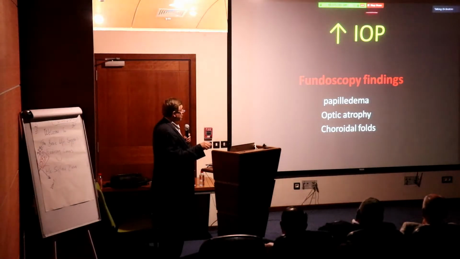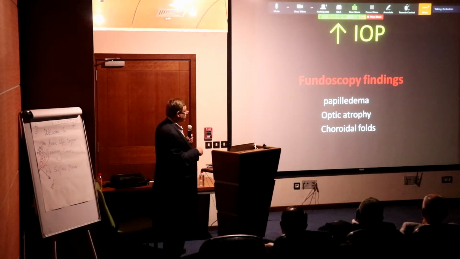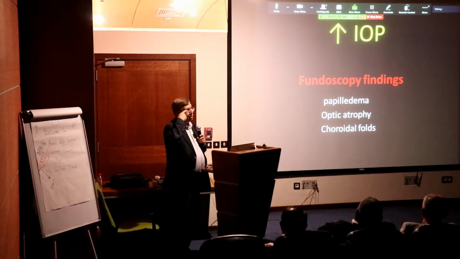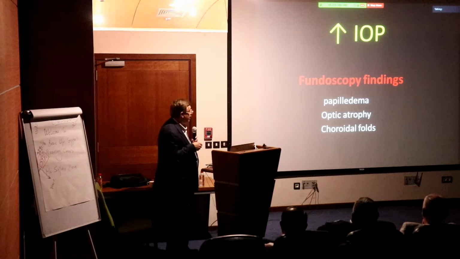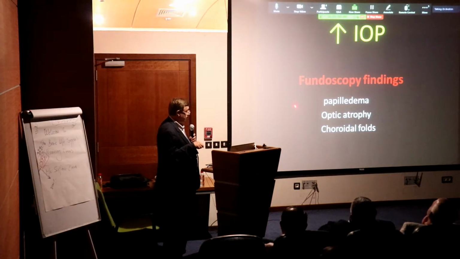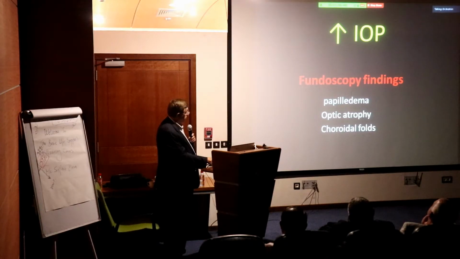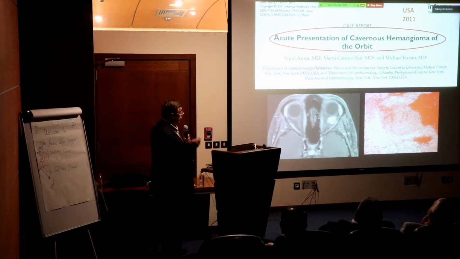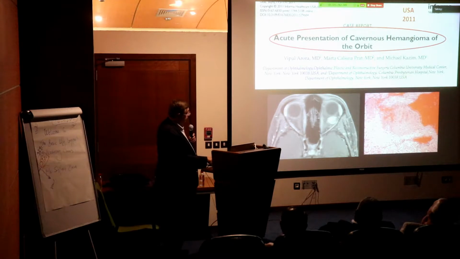You may find signs of increased intraocular pressure. And we have to stop using the palpation method. This is an old method: oh yes, the pressure is normal. You have to measure the intraocular pressure. You can look into the fundus and you can find papilledema or optic atrophy or choroidal folds. Sometimes they present acutely, although they don't usually, but these are cases against the rule. They bled. Acute presentation of cavernous hemangioma of the orbit by bleeding.